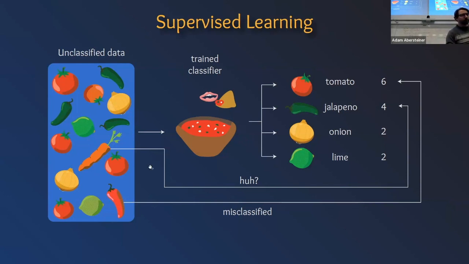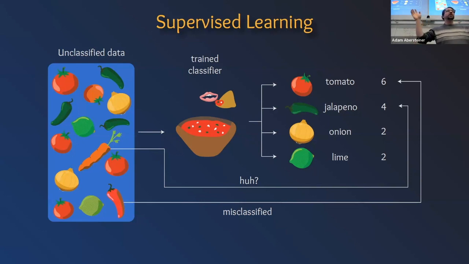If I was to play with this and try my trained classifier, I'm sick or something, otherwise I'd be able to do this. I probably can tell what a carrot is, but let's say I can't. I might find, okay, there are 6 tomatoes in this mix, 4 jalapenos, 2 onions, and 2 limes, right? But that carrot, it turns out, it's never seen a carrot, right? So if I'm using a supervised learning technique and I'm trying to classify something it's never seen before, it's actually going to get it wrong, but it's going to tell you an answer nonetheless, okay?